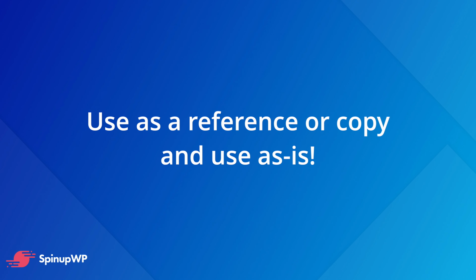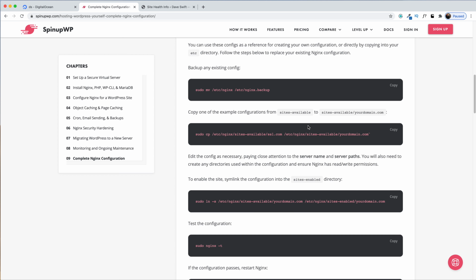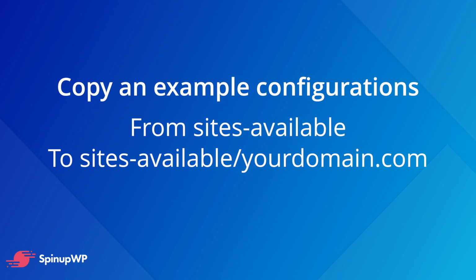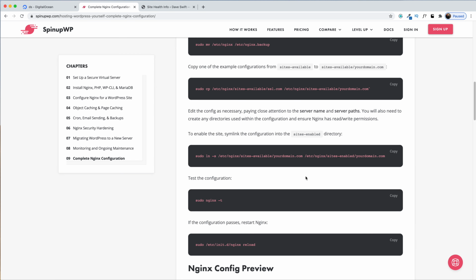You can use these configurations as a reference for creating your own configuration, or by copying them directly into your etc directory. It's a simple process to replace your existing Nginx configuration. First, you'll want to back up your config in case things go wrong. There's a command to do this in the written version of the guide. The next step will be to copy one of the example configurations from the Sites Available folder to Sites Available / your domain name. You'll need to edit the configuration file as necessary.